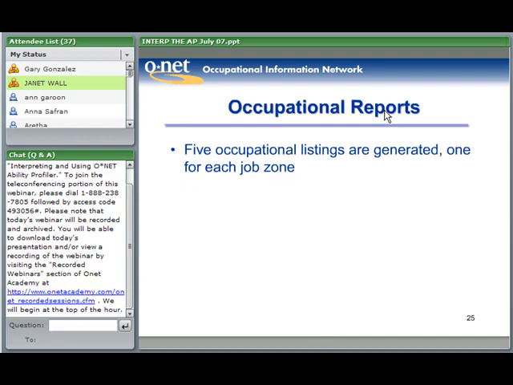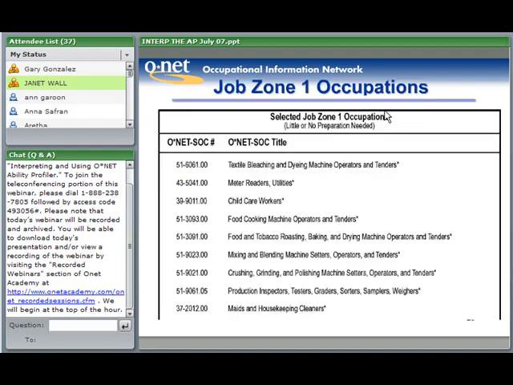And what the report does, and the scoring program does, is it actually generates 5 lists of occupations for the person, one for each job zone. So for that profile that we looked at, this is the set of occupations that the person would get for job zone 1 occupation. So you can see textile bleaching and dyeing, meter readers, child care workers, food cooking machine operators and tenders, and so on down the line.